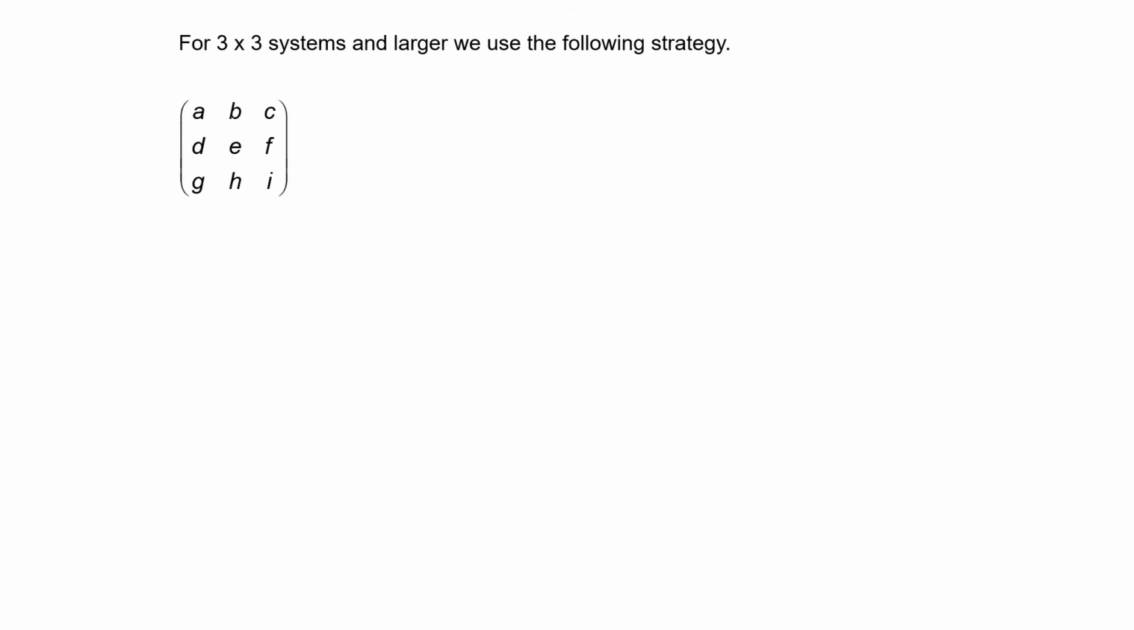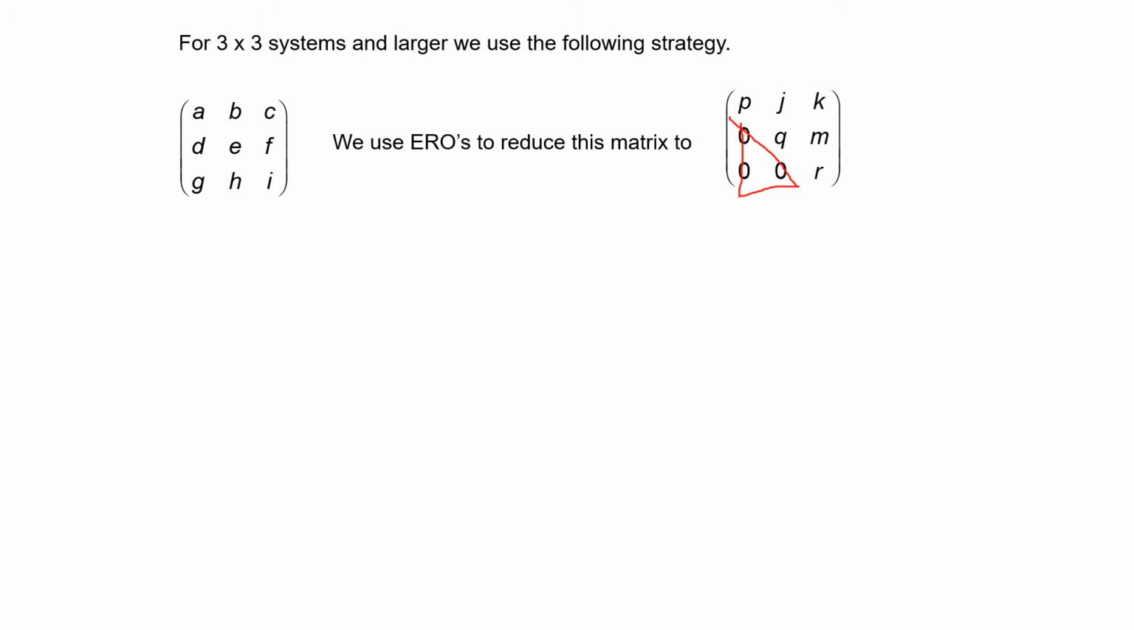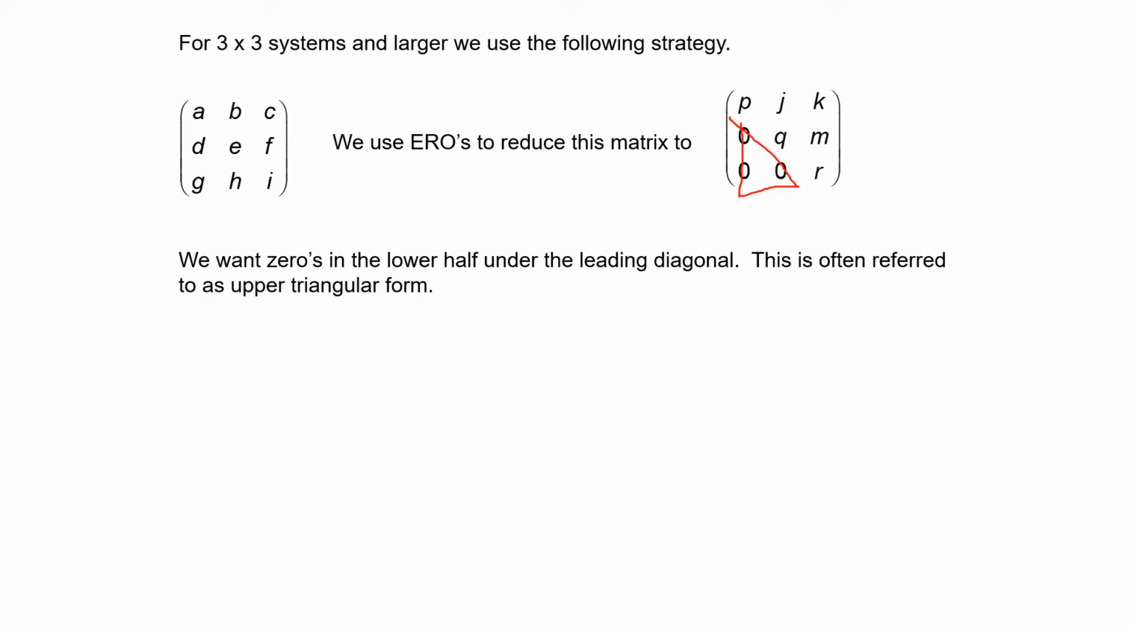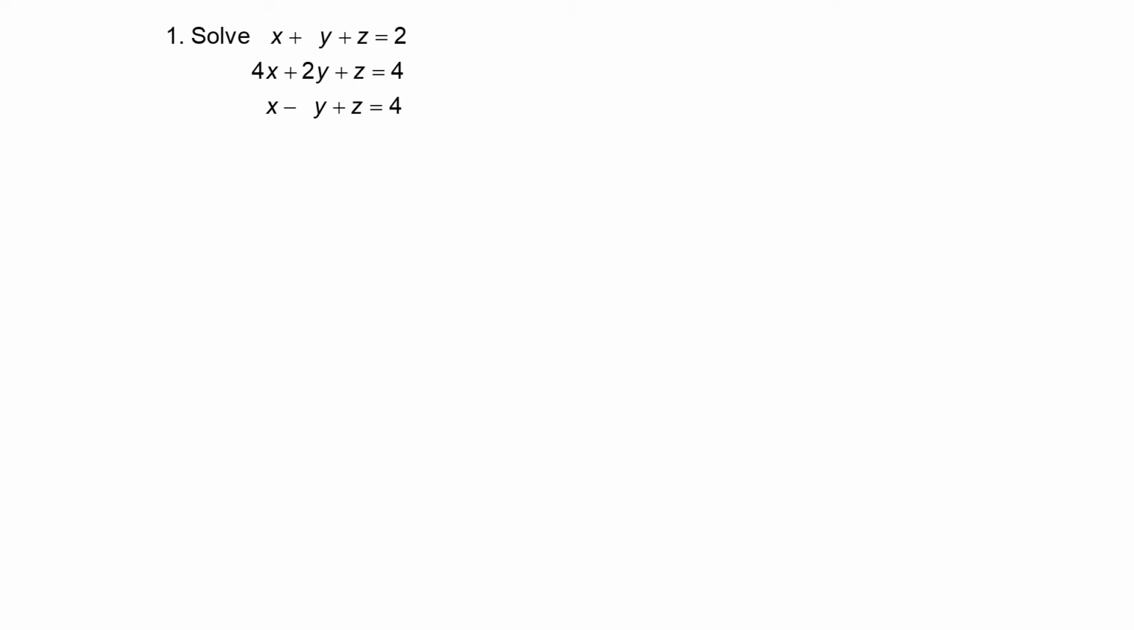For a 3 by 3 system, you can use the following strategy. You need to use elementary row operation again to reduce this matrix to this form. You need a triangle of zeros in the left hand corner. In order to get that lower half under the leading diagonal to be 0, you need to solve it using elementary row operations. So for example, if you need to solve the system of equations as shown on the screen.